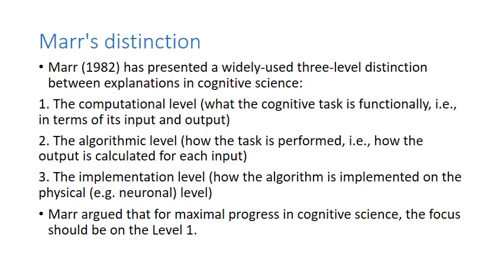And famously, Marr argued that for maximal progress in cognitive science, the focus should be on level 1. So the computational level should be our main focus when we try to explain cognitive phenomena.